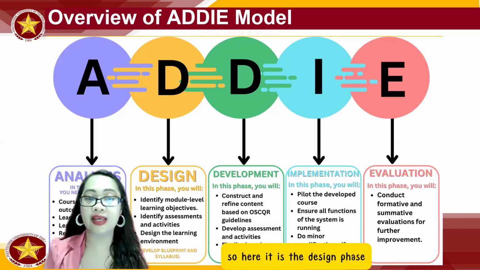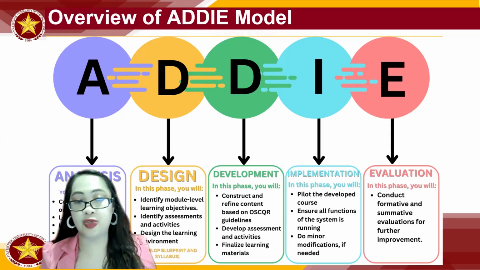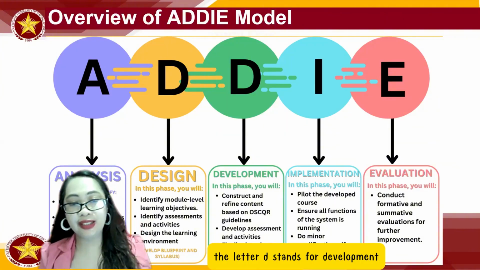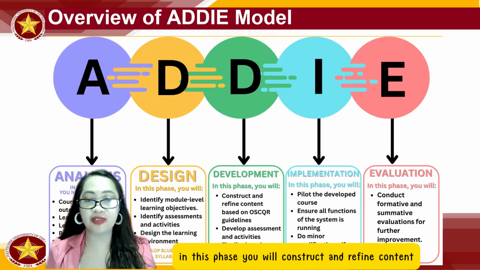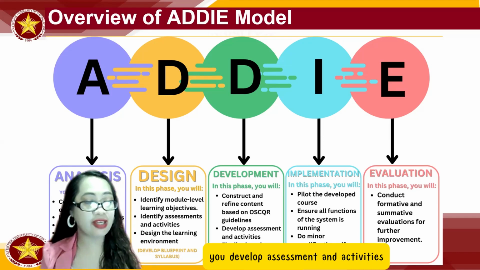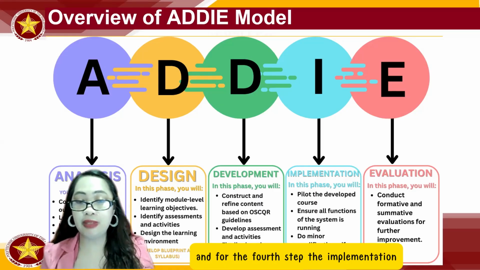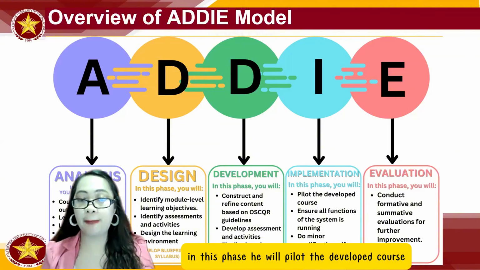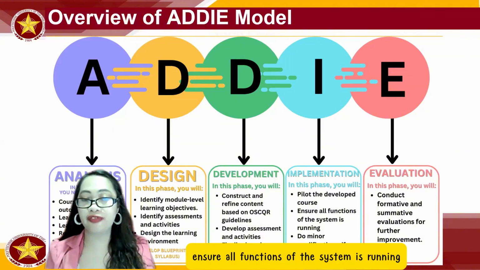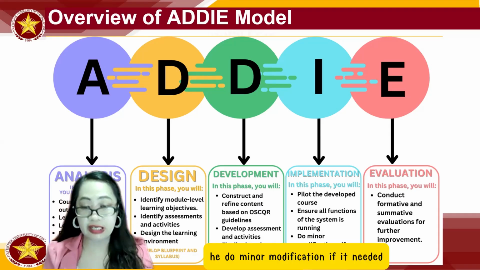So here, it is the design phase. We develop the blueprint and the syllabus, or the plan itself. The letter D stands for development. In this phase, you will construct and refine content based on the guidelines. We develop assessments and activities and finalize learning materials. And for the 4th step, the implementation, in this phase, you will pilot the developed course, ensure all functions of the system are running. You do minor modifications if needed.